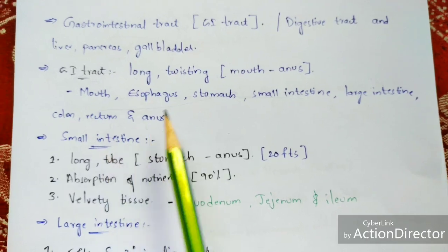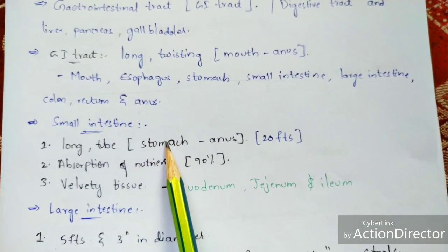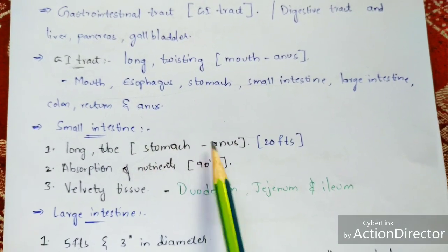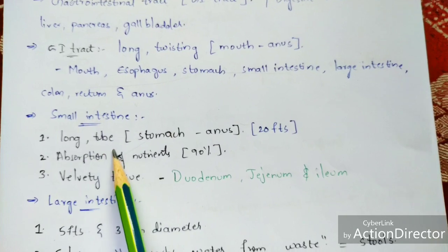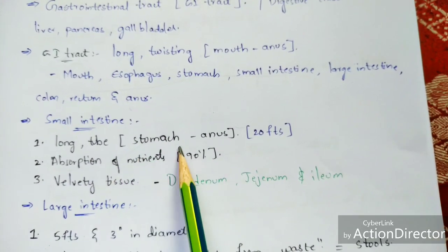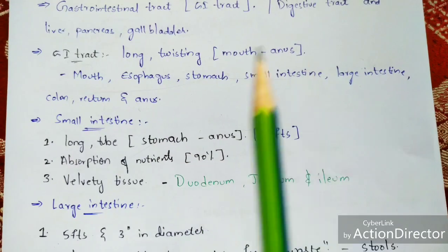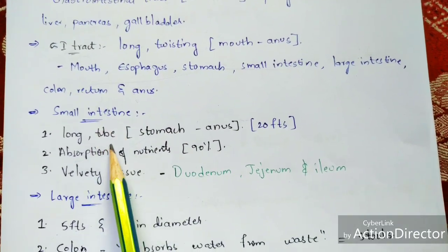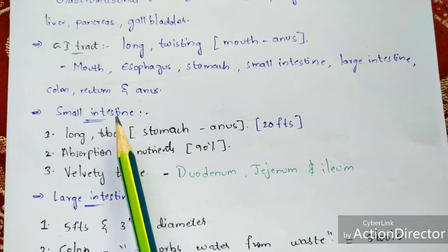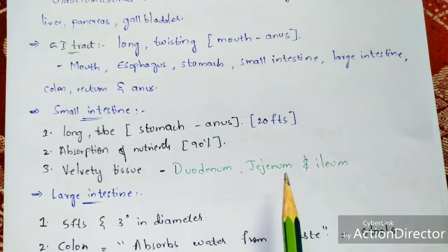Next, the small intestine. It is a long coiled tube which begins from the stomach and ends towards the anus, and its size is up to 20 feet, in the adult. Normally 90% of the absorption of nutrients takes place here, and the remaining 10% takes place in the large intestine. The small intestine is lined with velvety tissue, and due to this lining we can divide it into three major parts: the duodenum, jejunum and ileum.